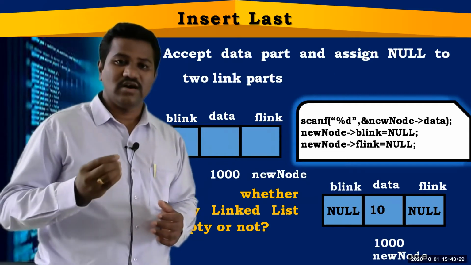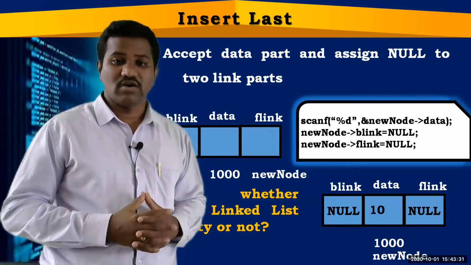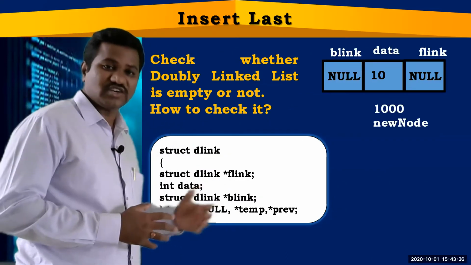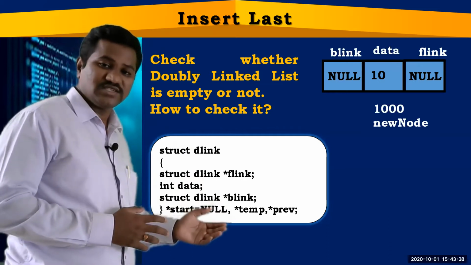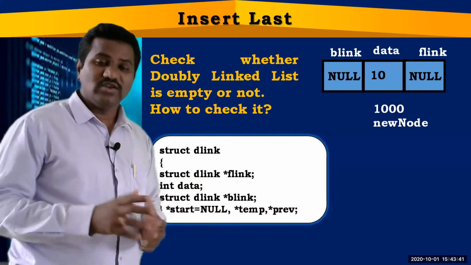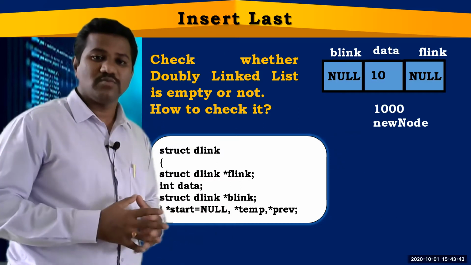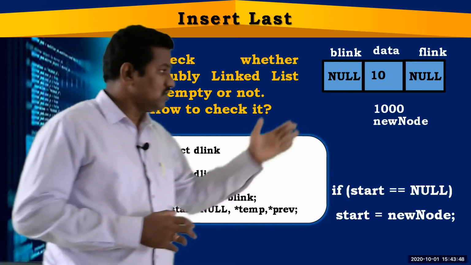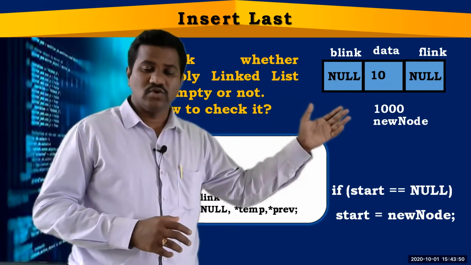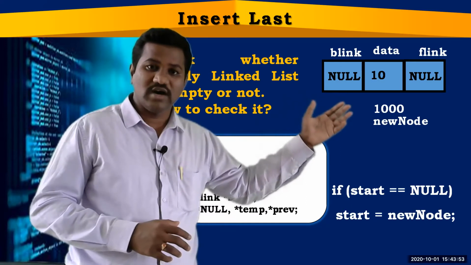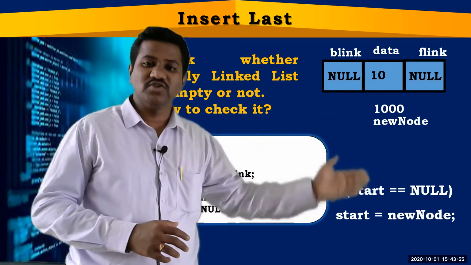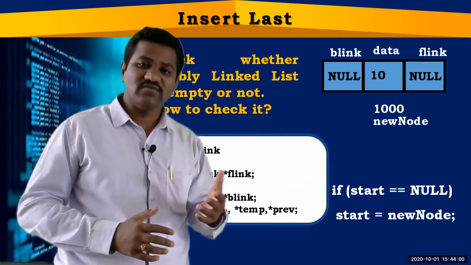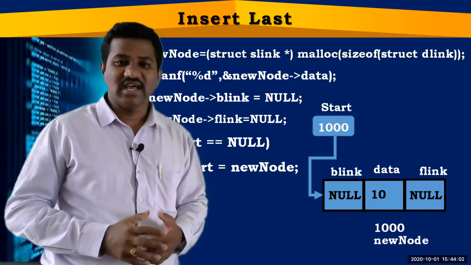After accepting the data part and assigning null to the link parts, we need to check whether the double linked list is empty or not. How to check that? At the time of defining the structure, we take start as null. When you call this insert last function in your program and start still contains null, then the node which was created, that is new node, its address should be stored in the start pointer. So that node itself acts as a first node as well as a last node.